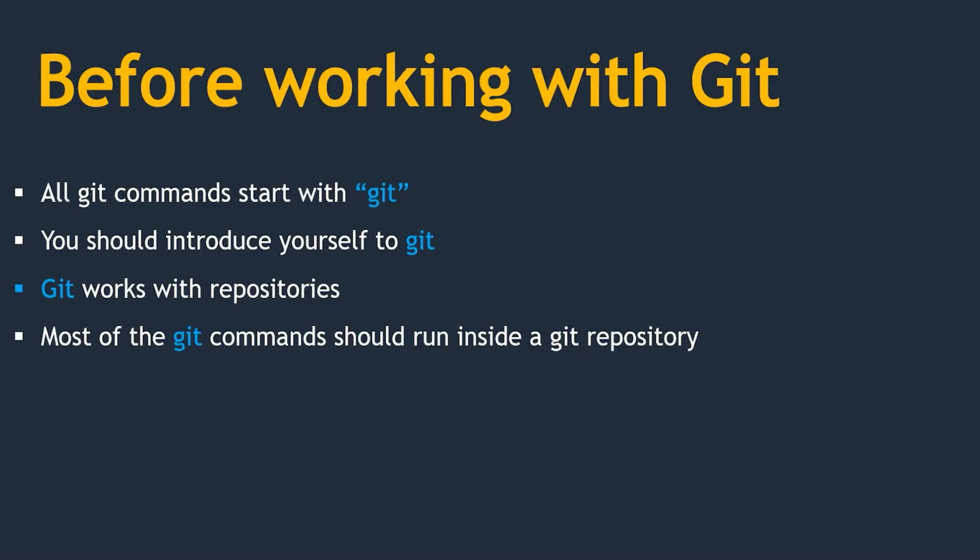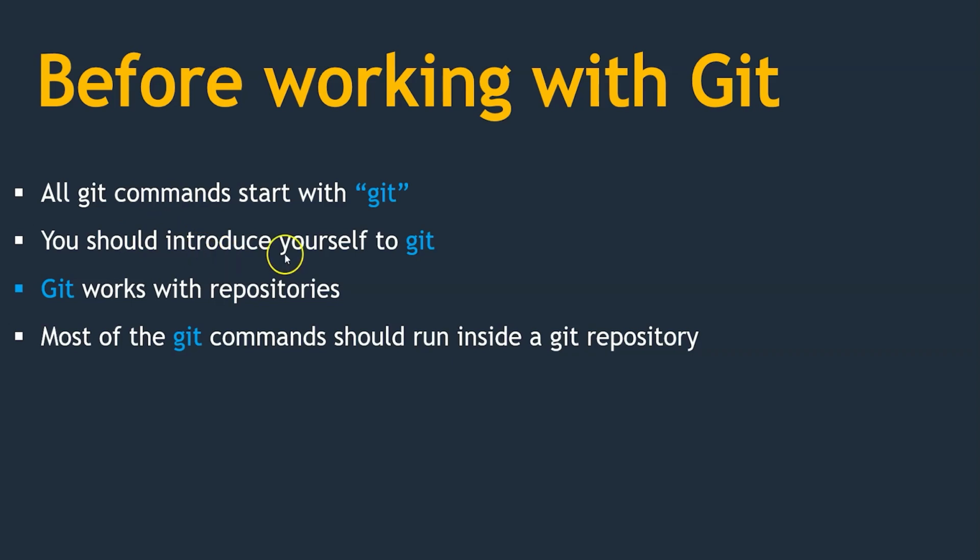Hello friends, welcome back. In this lecture, we are going to see how we can create a Git repository. Before that, I would like to stress a few points. First point is all Git commands start with git. Whenever we execute any Git related command, it starts with git. Even in our previous lecture, while configuring our username and email ID, our command started with git, that is git config --global, right?